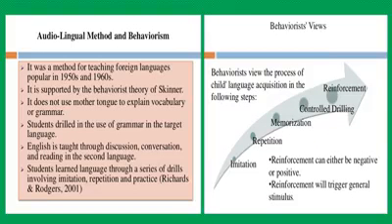Behaviorists view the process of child language acquisition in the following steps. Imitation, then reinforcement, which can be negative or positive. Reinforcement will trigger a general stimulus. Then repetition, memorization, controlled reading, and reinforcement.